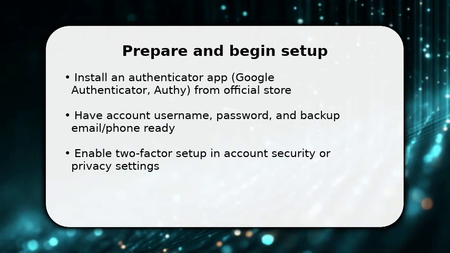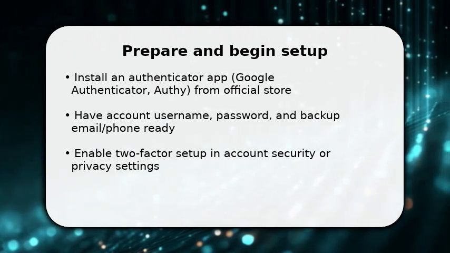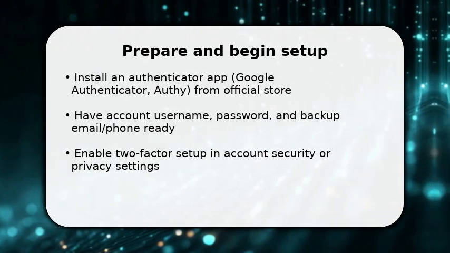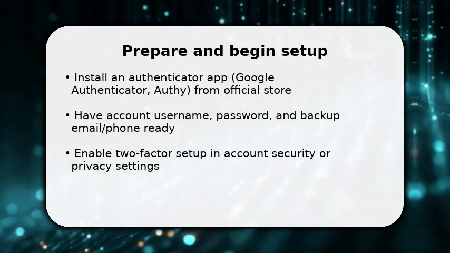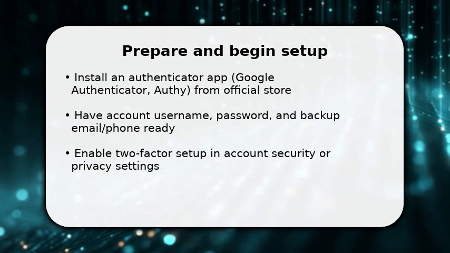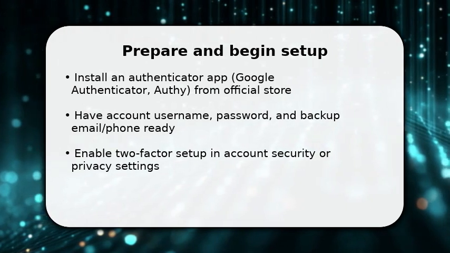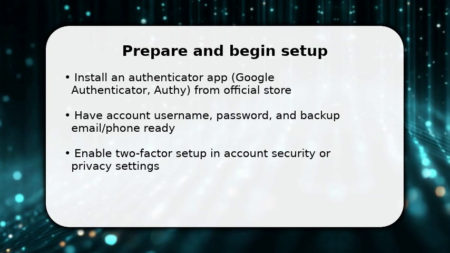Enjoy the video. You're starting the setup now. Open your account's security settings and choose two-factor authentication, then select Authenticator app as the method. Once done, install and open the Authenticator on your phone. You'll see an option to scan a QR code or enter a manual key. Keep the web page with the QR visible.